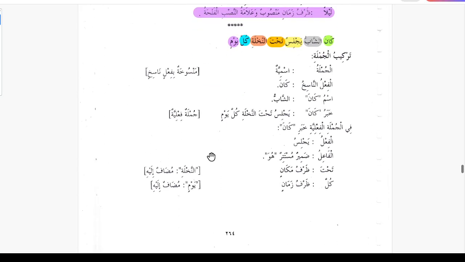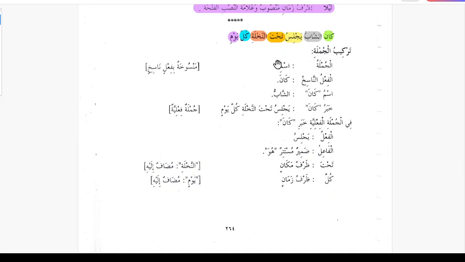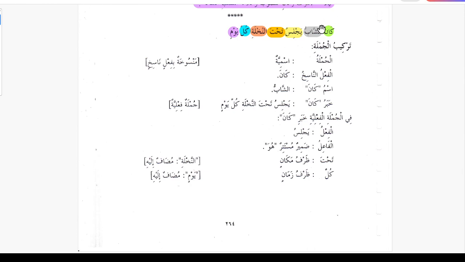And then the next one is kana ash-shabbu yajlisu tahta nakhlatin kulla yawmin. The young man used to sit under the palm tree every day. So kana is jumla ismiya, and kana is fi'lun nasikh. Ash-shabbu is ismu kana, and khabru kana is the whole sentence yajlisu tahta nakhlatin kulla yawmin. So this whole jumla fi'liya is coming as a khabar for kana.